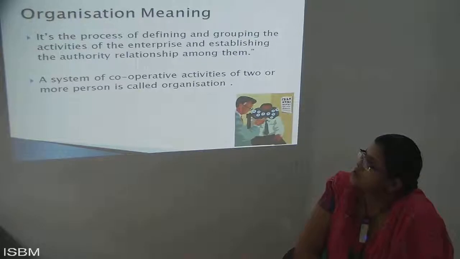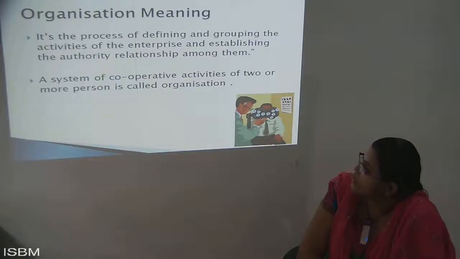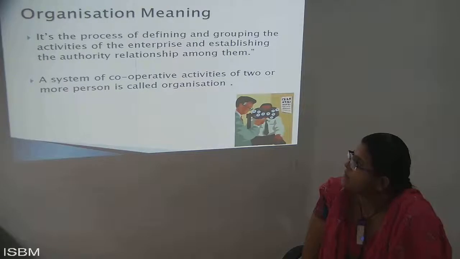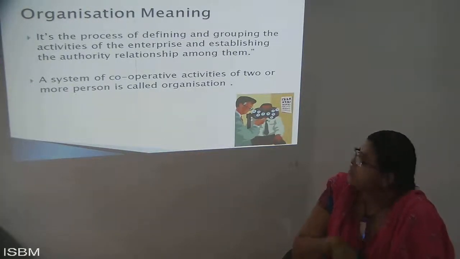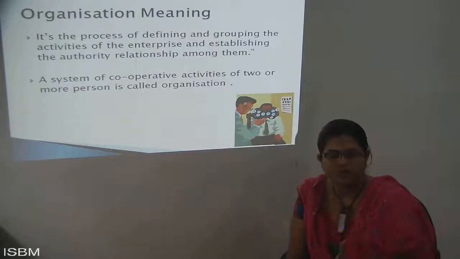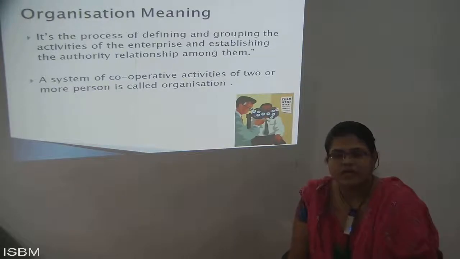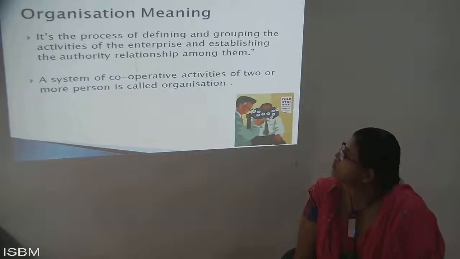An organization is a process of defining and grouping the activities of an enterprise and establishing the authority relationship amongst them. A system of cooperative activities of two or more people is called an organization. Here I have given two meanings. The first one is a process where you are defining each and everything, grouping the activities of the enterprise and establishing authority and relationship among them.